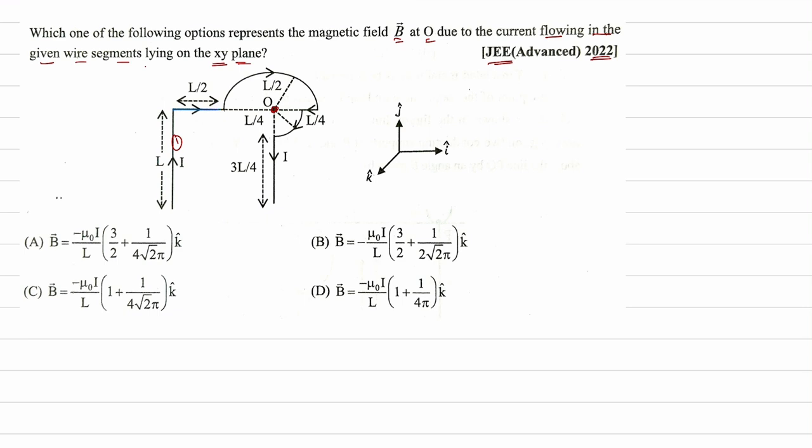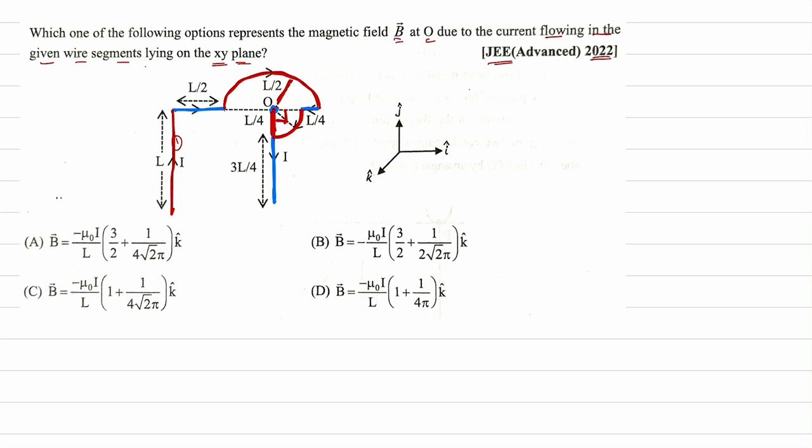First of all, we understand that this first wire, this second wire, and this wire which is carrying downward current will not contribute any magnetic field at point O. The remaining parts of the given wire segment are the wire of length L, an arc which makes angle pi at the center, and another small arc of radius L by 4 that makes angle 90 degrees, or pi by 2 radian. So the larger arc has radius L by 2 and the smaller arc has radius L by 4.